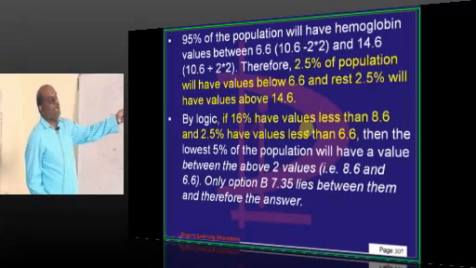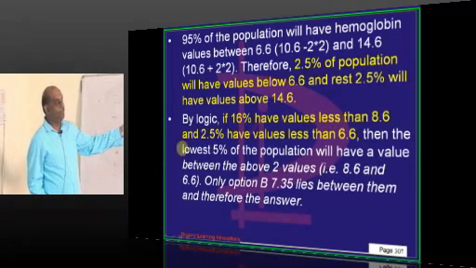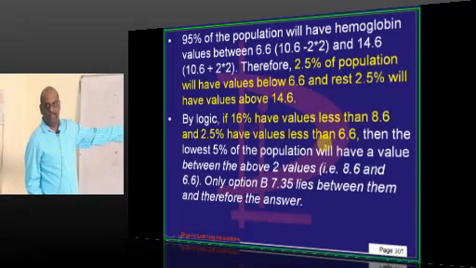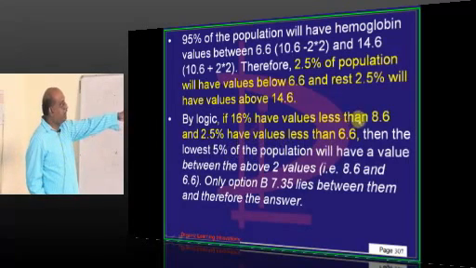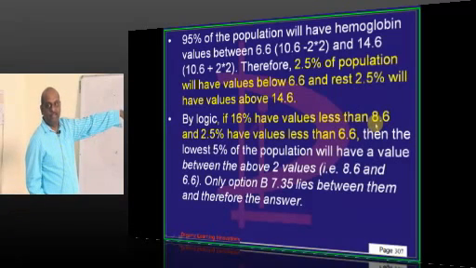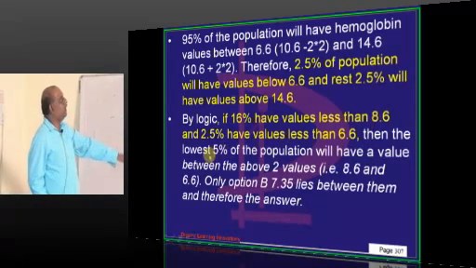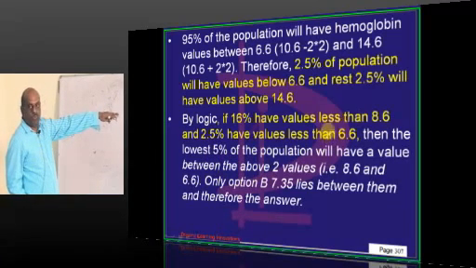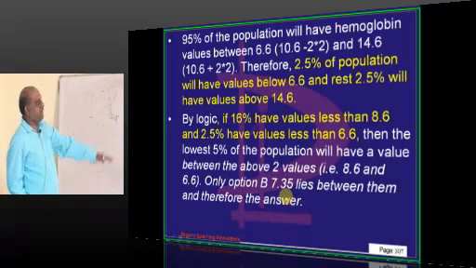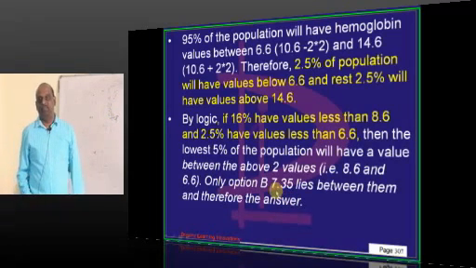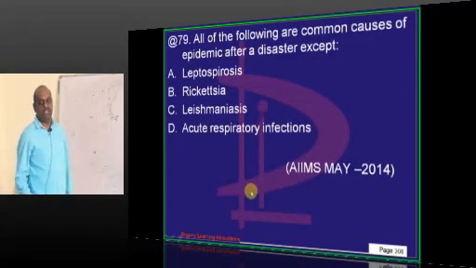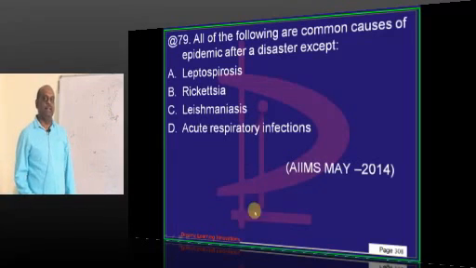So if 16% have values less than 8.6 and 2.5% are having less than 6.6, the 5% is in between these two. What the examiner is asking, the lowest 5% of the population will have a value between the two. So the answer should be around 7.35. So that is what you need to deduce. Okay, doctor. So standard deviation based questions are always logic oriented. There are no big calculations in this.